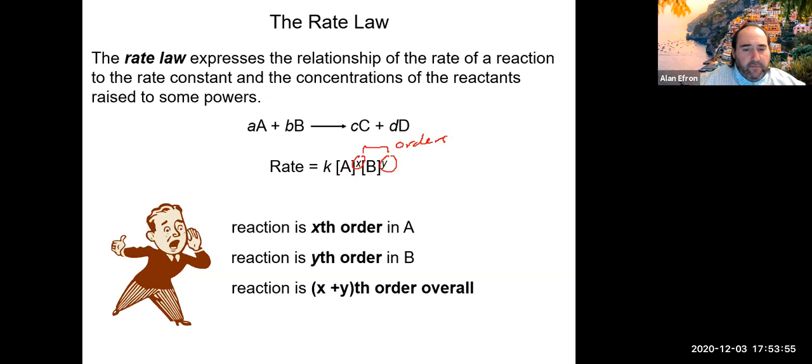Now, different than a lot of things that we do in chemistry, sometimes people think, well, I'll just use my coefficients as those. X and Y are not the coefficients in the balanced equation. They may end up being the same number, but that is not technically how you get it in a rate law. They are always found experimentally.